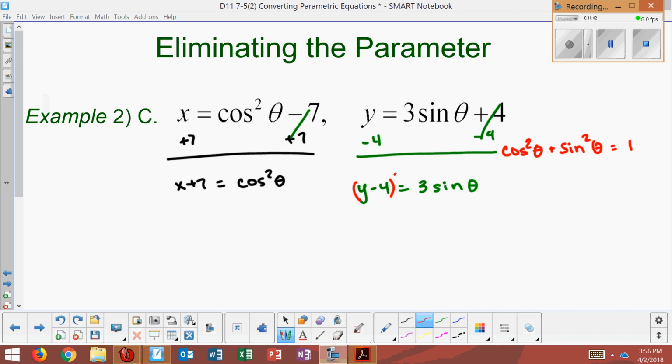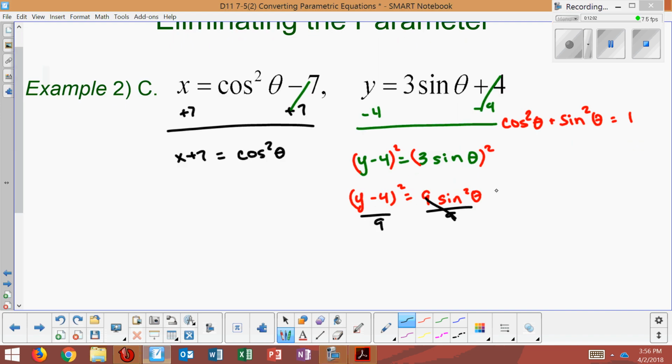So if we square it, I get y minus 4 quantity squared. I'm not going to work that out because that's a good form for us. Equals 9 sine squared theta. Finally, you would divide by 9. And now we find out what sine squared equals. Now that we have y minus 4 squared over 9 equals sine squared, we can substitute it into the problem.